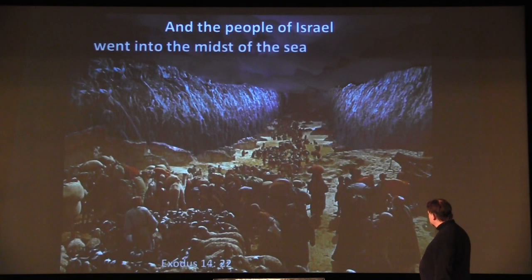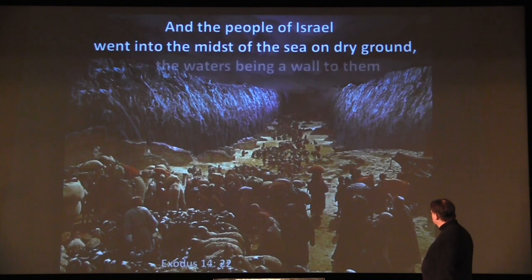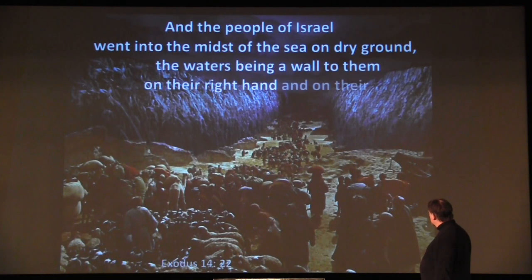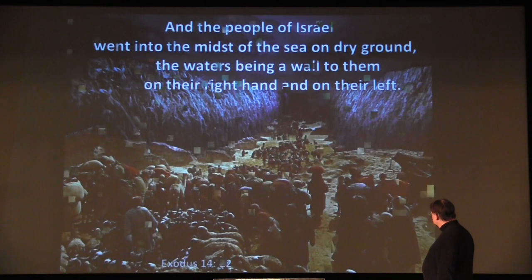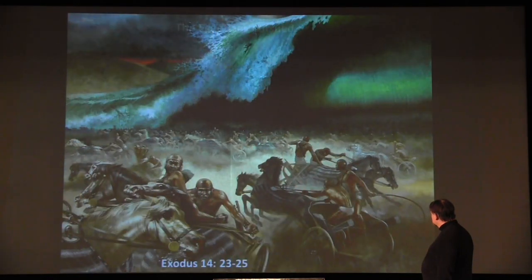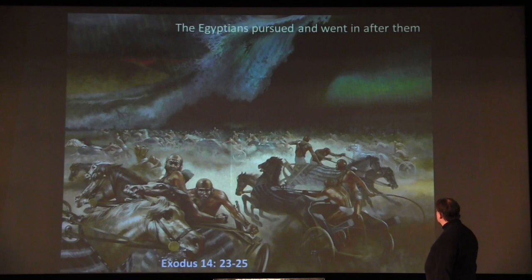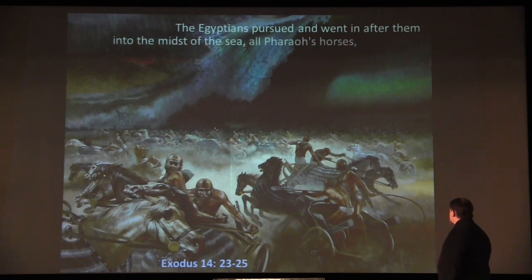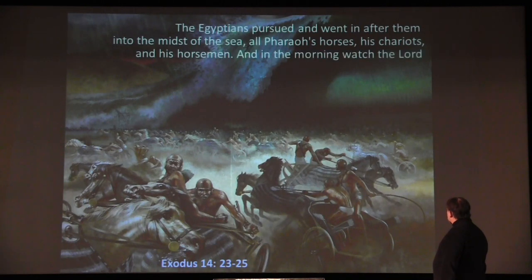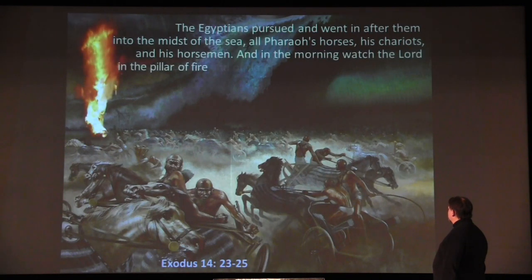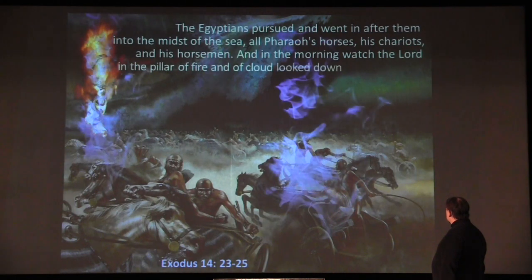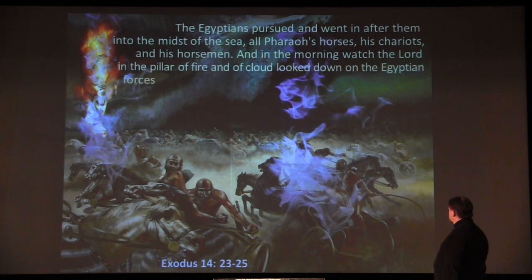And the people of Israel went into the midst of the sea on dry ground, and the waters being a wall to them on their right hand and on their left. And the Egyptians pursued and went after them, and in the midst of the sea, and Pharaoh's horses and his chariots and his horsemen. And in the morning watch, the Lord, in a pillar of fire and a cloud, looked down on the Egyptian forces.